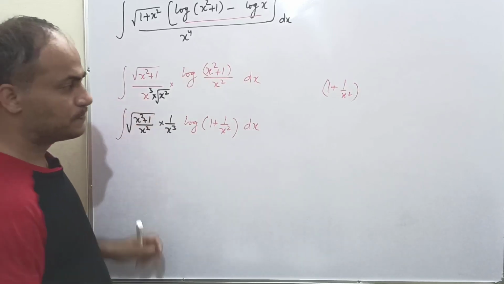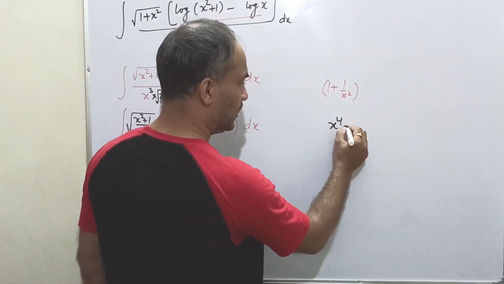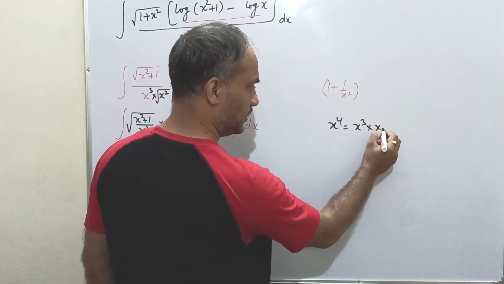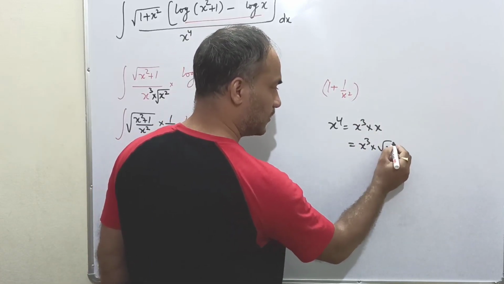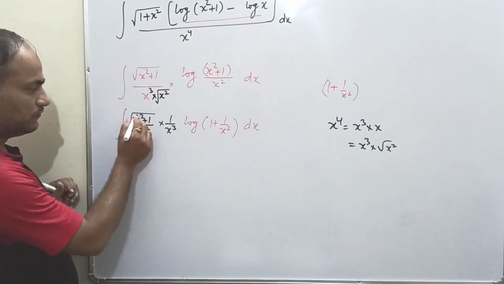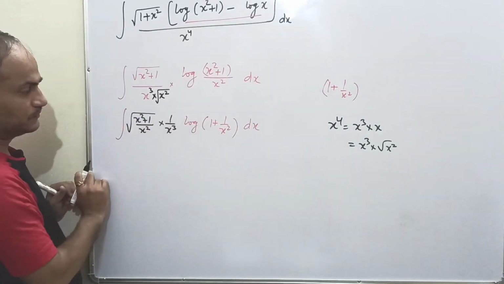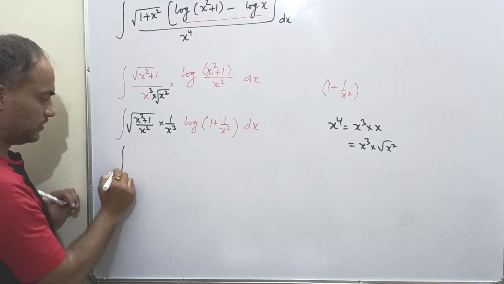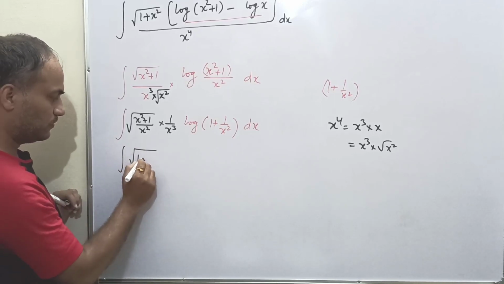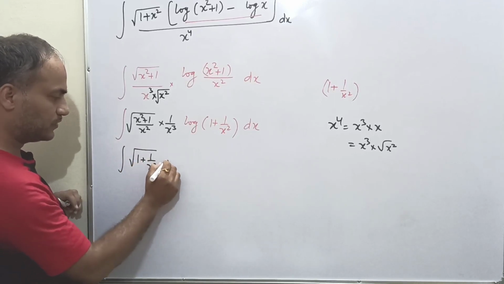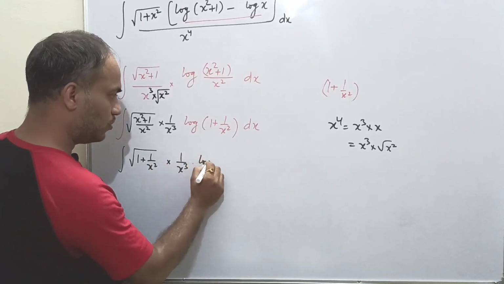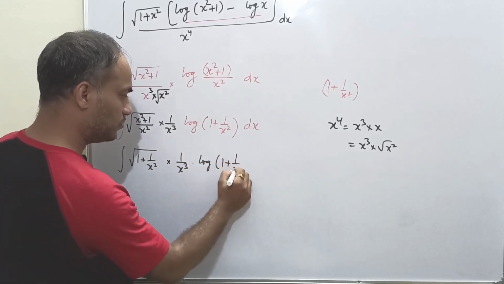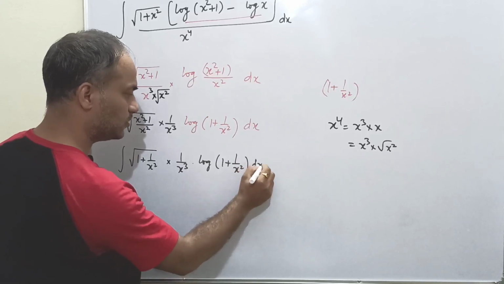So what we have done, we have written x⁴ as x³ into x, and this x we have written as root of x². So here we have got the similar term. Okay, so we have got root(1 + 1/x²) into 1/x³ into log(1 + 1/x²) dx, the operator.